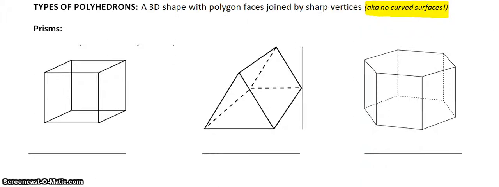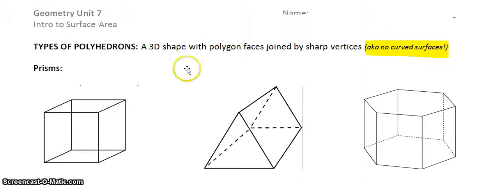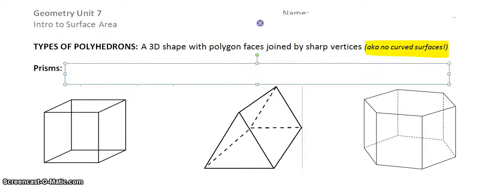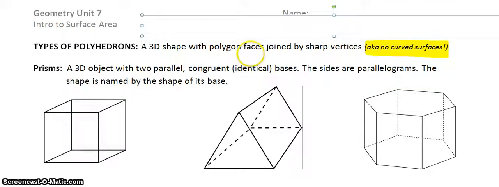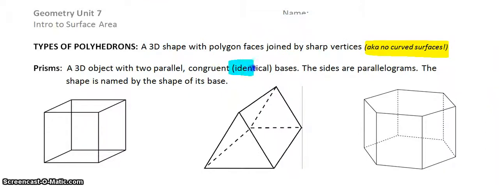Now the first type of polyhedron we're going to study are called prisms. And a prism, you may have heard this word before, but for a formal definition, a prism is a 3D object with two parallel, congruent, aka identical bases. Okay, the sides are some type of parallelogram. The ones we look at will typically be rectangular sides. And the shape is named by the shape of its base. So let's unpack that here. Make sure you have that written down.